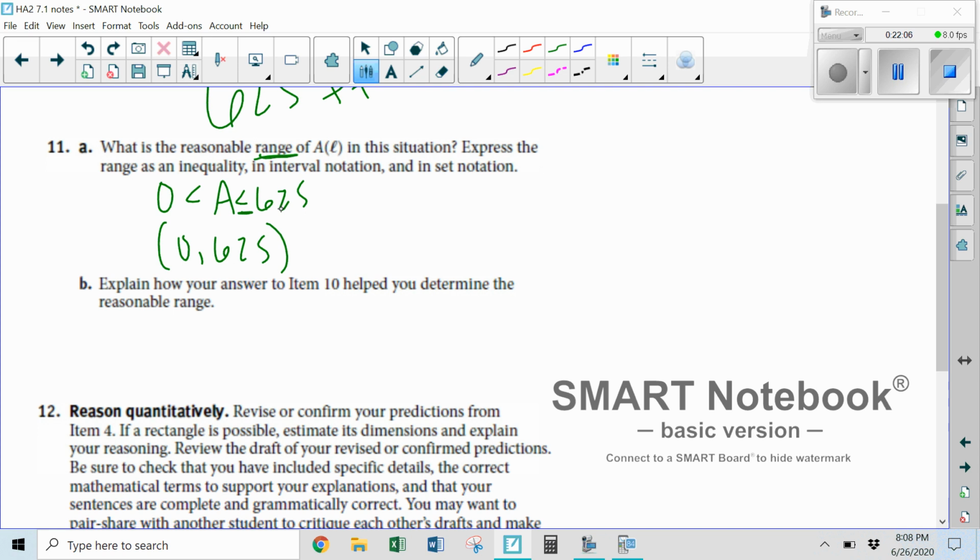Which means when I go to interval, what happens? It will look like this. A bracket, because I can include 625, but I can't include 0. Set notation: A of L such that my area is an element in the real number system, comma, and then I can just copy that first part. Sometimes you'll see it with a bracket. I think most times it does have a bracket at the end. It's piecewise, it doesn't always have a bracket at the end, just the beginning.